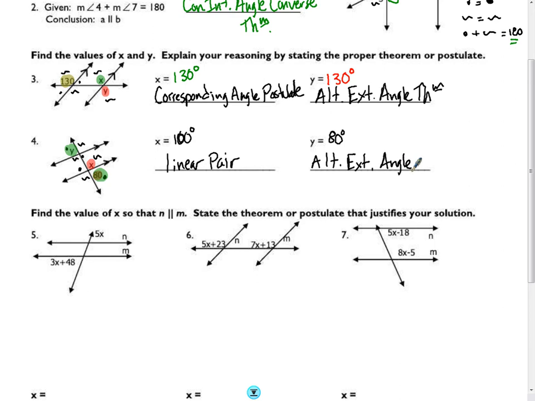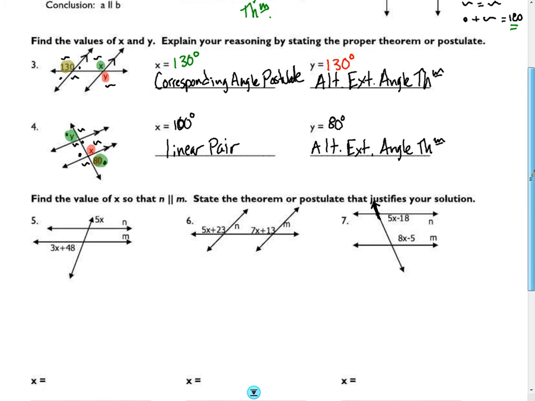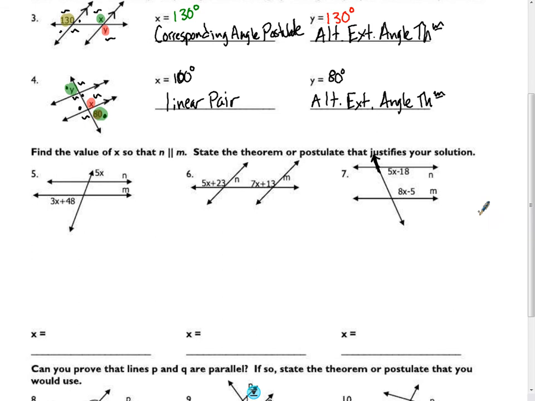Okay? So let's look at numbers 5, 6, and 7 together. The line on 7 there just got a little under-extended, so we're going to add that little piece to the transversal there. 5, 6, and 7, they asked me to find the value of x so that n would be parallel to m. State the theorem or postulate that justifies your solution.